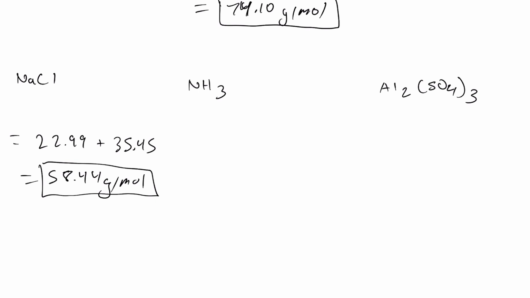For NH3, I'll also do this quickly. The atomic mass of the nitrogen is 14.01. And the atomic mass of the hydrogen is 1.01 times 3. So that's going to be 3.03. And so our final molar mass for NH3 is going to be 17.04 grams per mole.